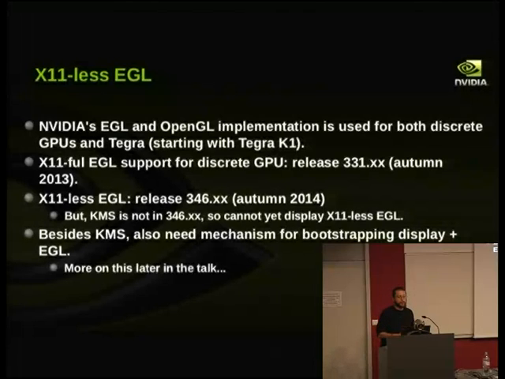So last fall we started shipping an EGL implementation that still depended on X, releasing that EGL implementation with our discrete GPU driver. And this fall we'll be releasing an EGL implementation with the discrete GPU driver that doesn't rely on X. That'll be in release 346, which is our next release cycle coming up later this fall. The KMS support is not complete yet, so while users will be able to get EGL without X, they won't actually be able to use KMS in that release cycle to be able to display it.